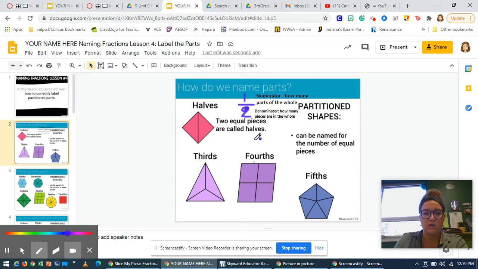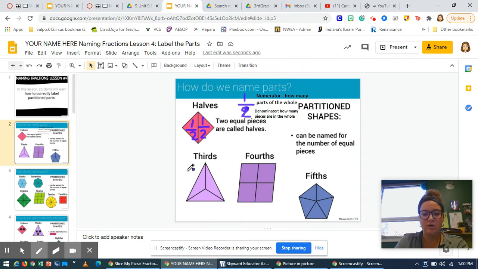So that's what we're going to be working on today, is naming each part in a fraction. So this piece right here, we're going to start with these halves. Remember, halves are 2 equal pieces. So this piece is one part out of 1, 2 total. And we name that 1/2. And this piece is also one part out of 2 parts total, 1/2.